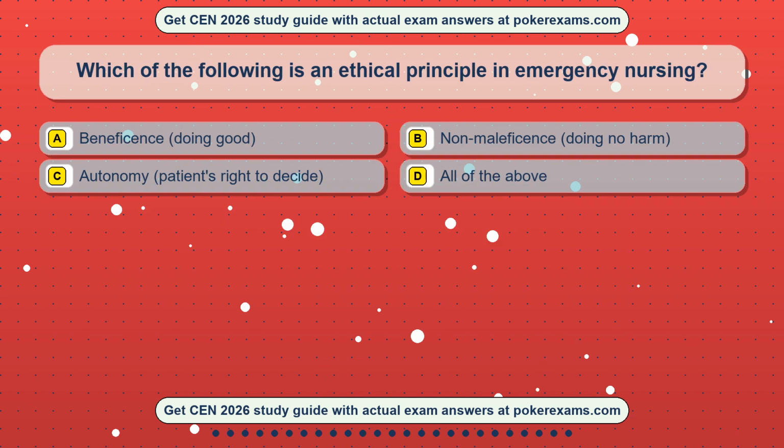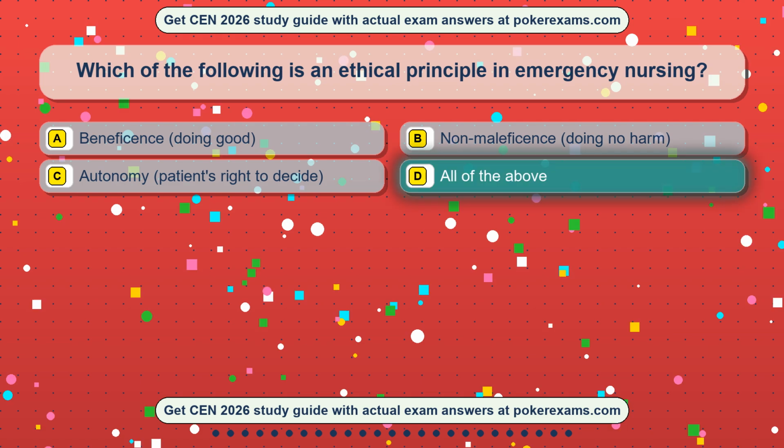Question 16. Which of the following is an ethical principle in emergency nursing? Option A, beneficence, doing good. Option B, non-maleficence, doing no harm. Option C, autonomy, patient's right to decide. Option D, all of the above. The correct answer is option D, all of the above.